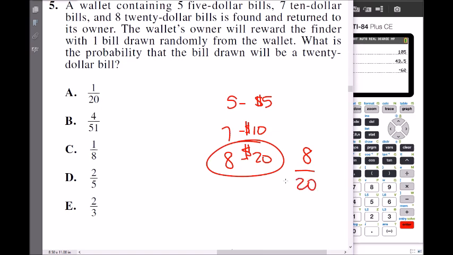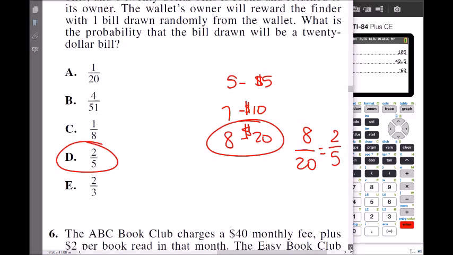So what is the probability of choosing a $20 bill, which is 8 of them out of 20? When you divide by 4, top and bottom, it's 2 out of 5. So it is D. Number 6.